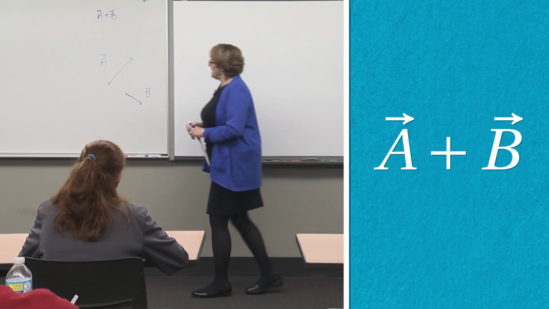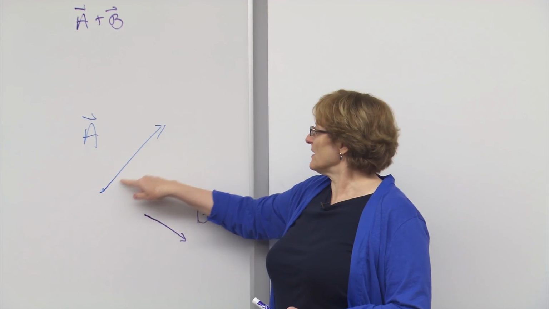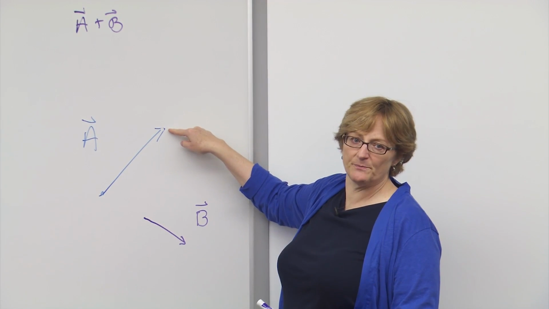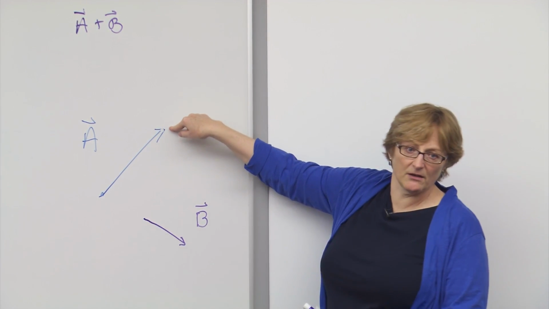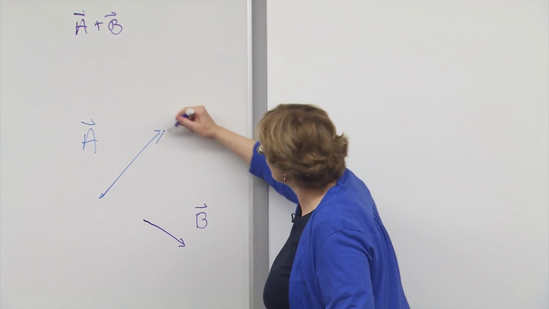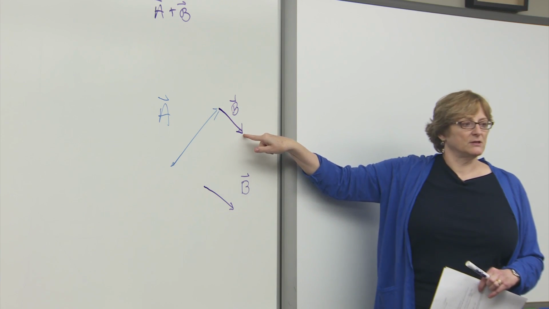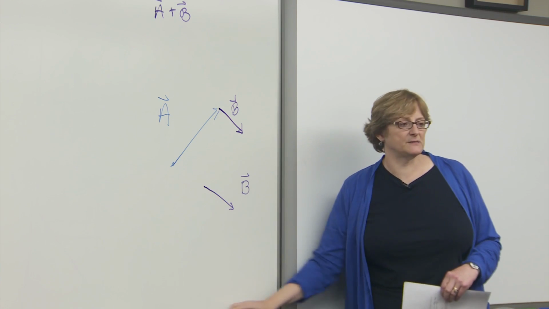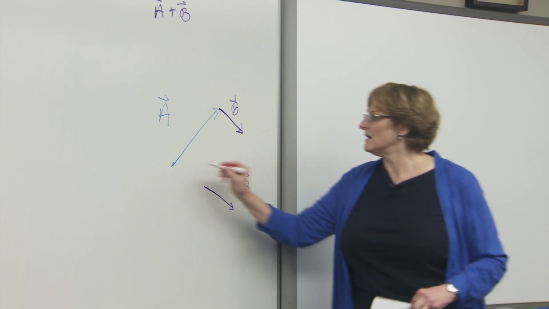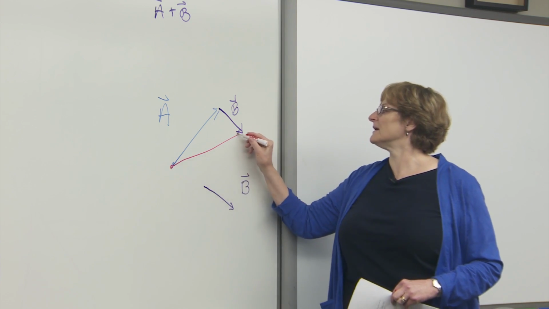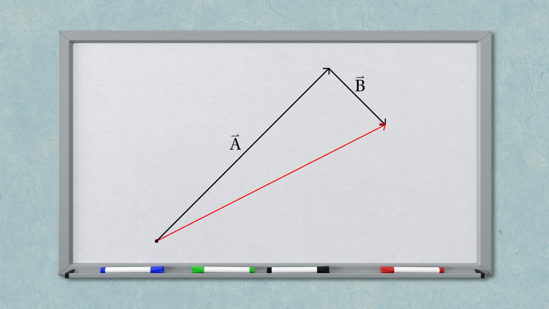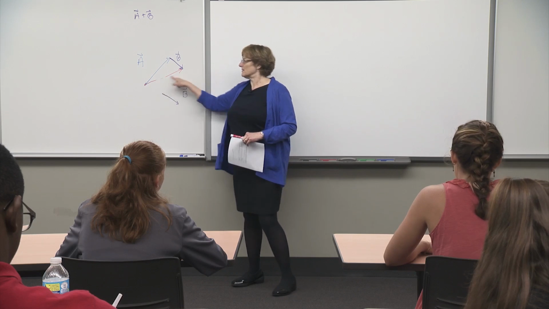So I follow instruction A from here to here, and then I have to follow instruction B. So I have to put the tail of the B vector at the head of the A vector. So I've reproduced the B vector here. Okay. I put the tail there and I do this instruction. And the answer to A plus B is to go from here to here. In other words, applying the A vector then the B vector gets me here.